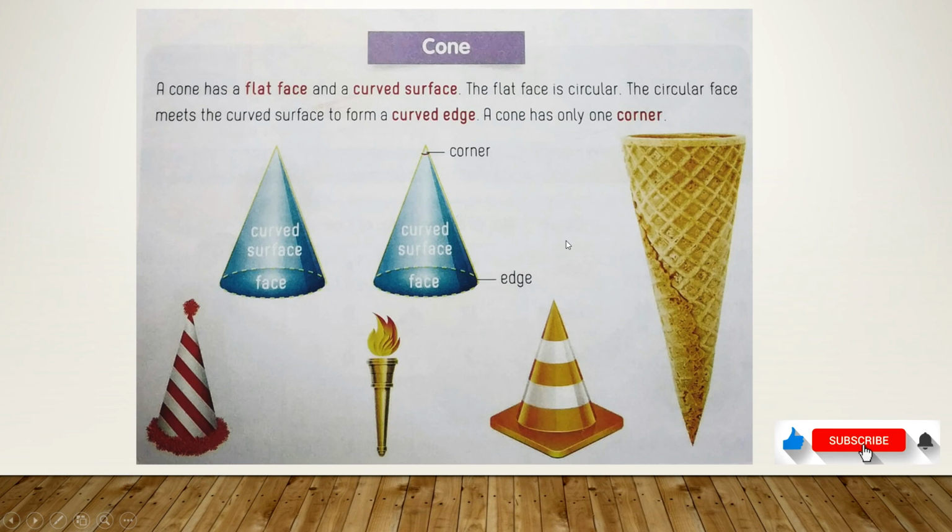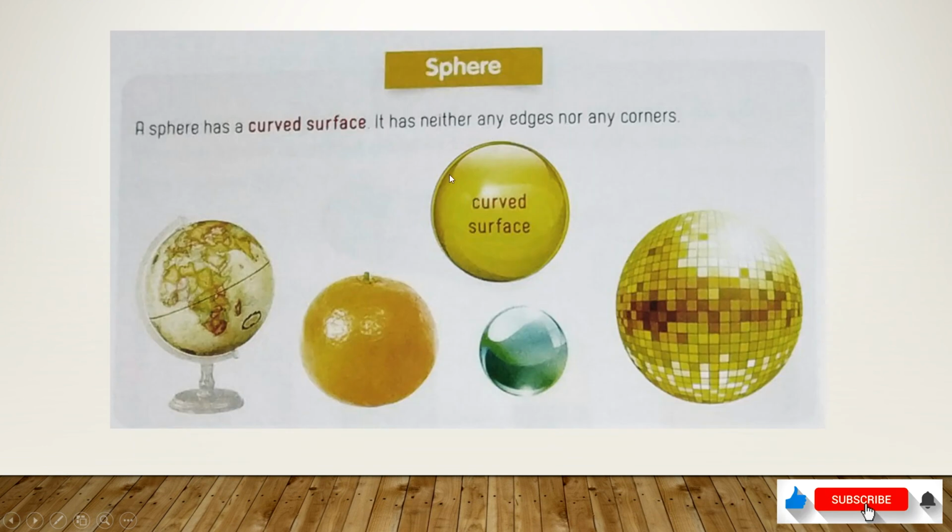Now we'll move to the next shape. This is a sphere. A sphere has a curved surface. It has neither any edge nor any corners. So no edge, no corner, only a curved surface.